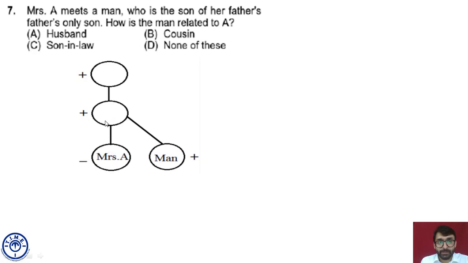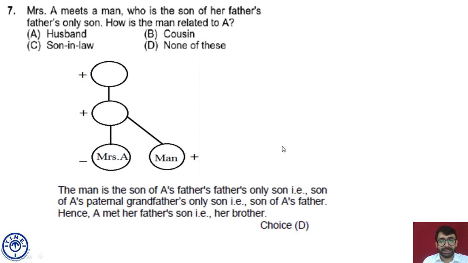Mrs. A is the woman, and the man is mentioned in the question. That man is the son of her father's father's only son. That means this is the same person. How is the man related to A? Now they have the same father. That means they are siblings. But nowhere in the question is it mentioned that they are siblings. So the answer is D. They are siblings. Husband, cousin, son-in-law, none of the above. So the answer is none of the above.